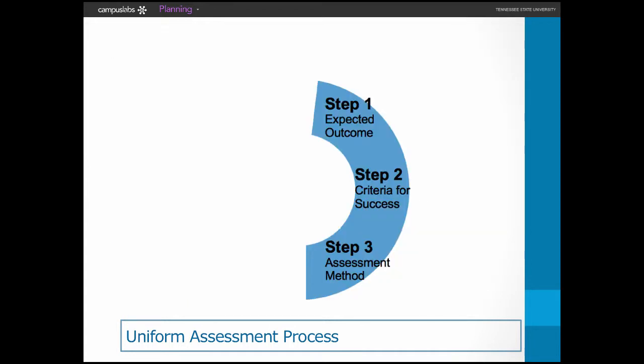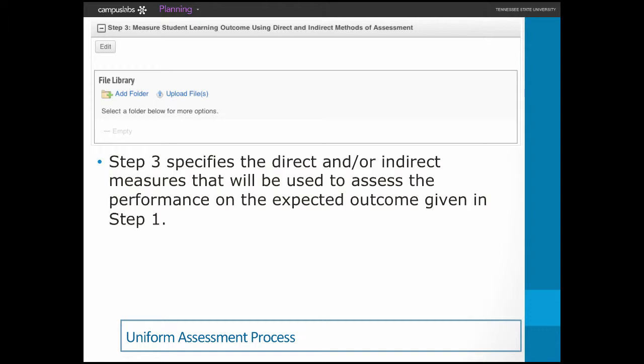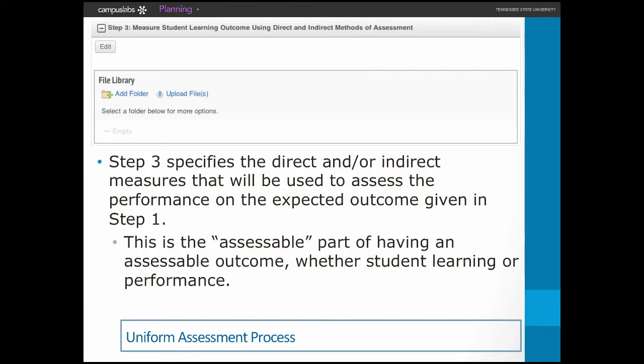Step 3 is the means of assessment. This specifies the direct and/or indirect measures that will be used to assess the performance on the expected outcome given in Step 1, and is the assessable part of having an assessable outcome, whether it's student learning or unit performance.